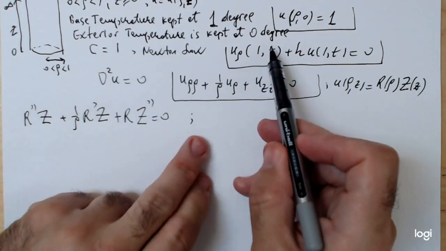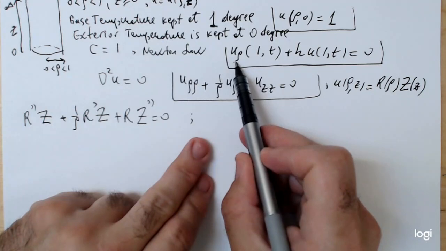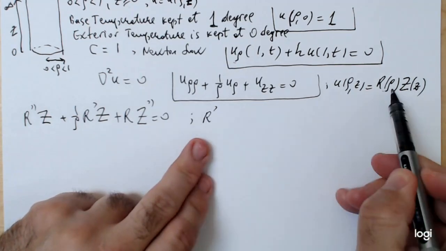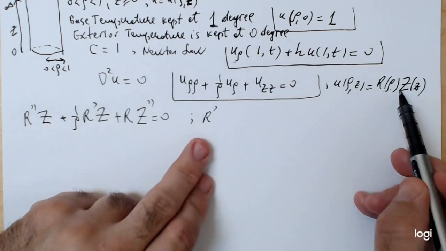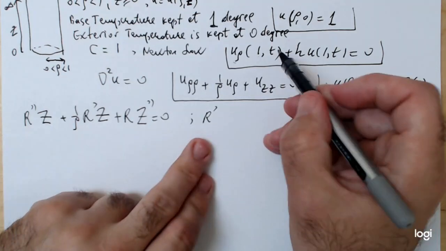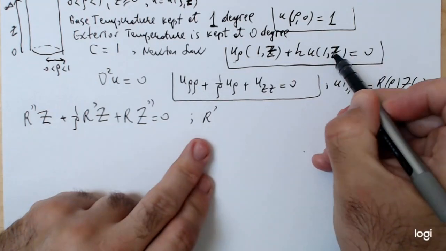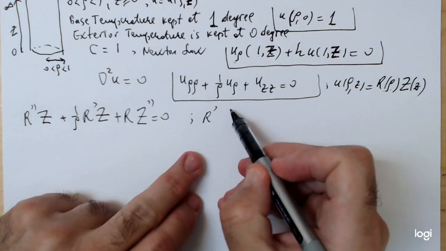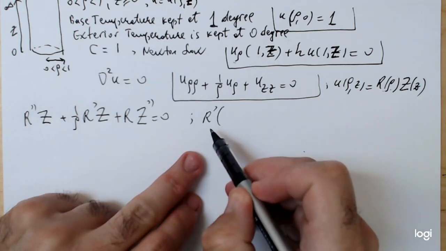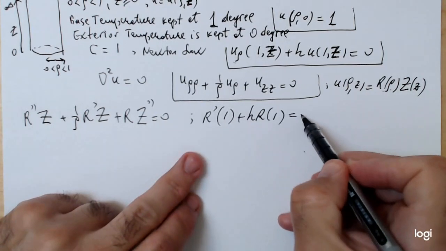Boundary conditions become the following. The homogeneous one is the important one for now. So partial rho means R prime, but not of rho, but of 1. Look carefully here. Differentiate with respect to rho, plug in 1 for rho. Sorry, this should be not T, this should be Z, because it doesn't depend on T anymore. So R prime of 1 plus H R of 1 equal to 0.